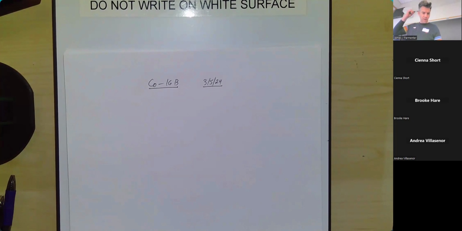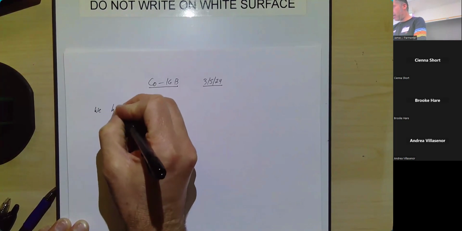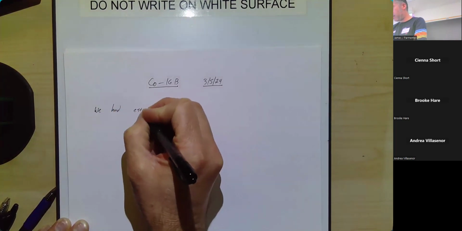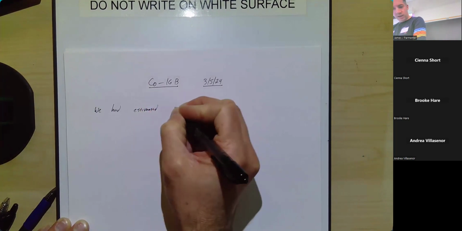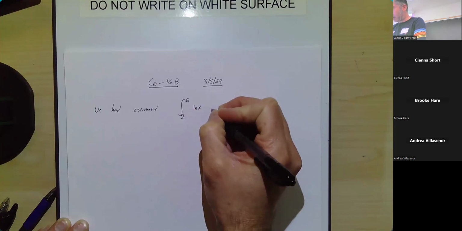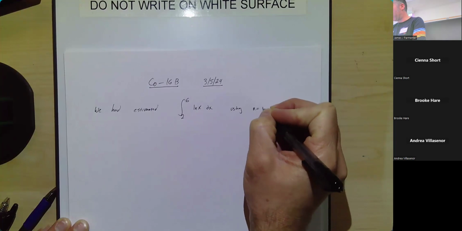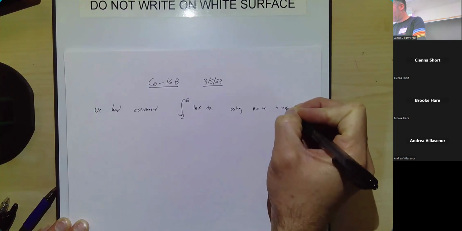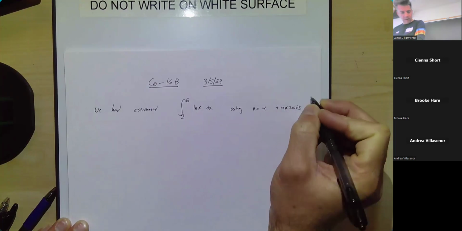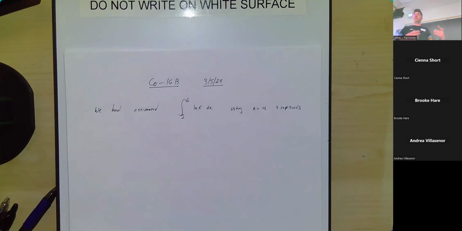So last time or the time before, we had estimated the integral from 2 to 6 of the natural log of x dx using n equal to 4 trapezoids. And we got something, it doesn't really matter. I'll remind you of the formula.